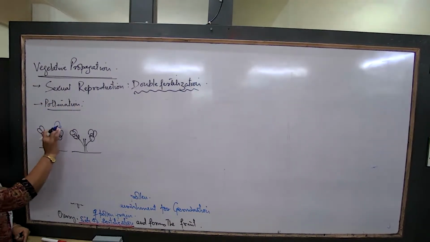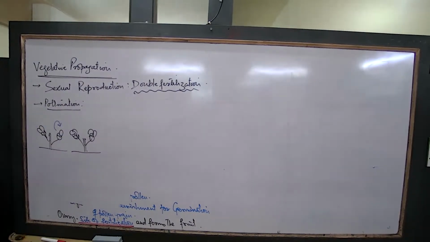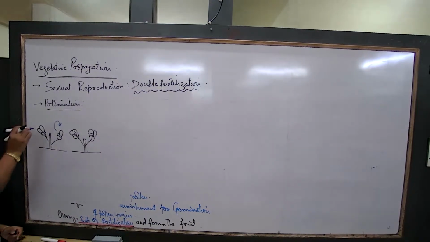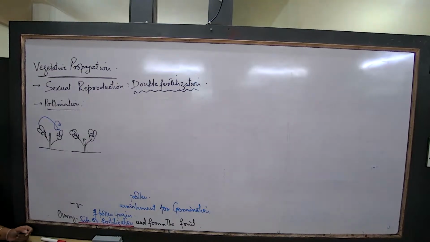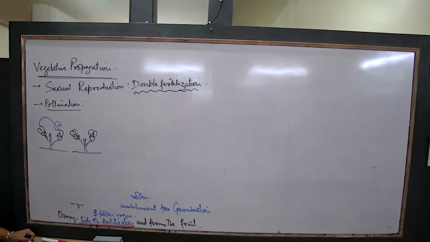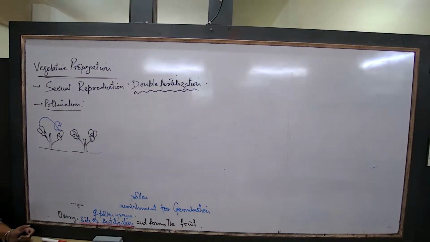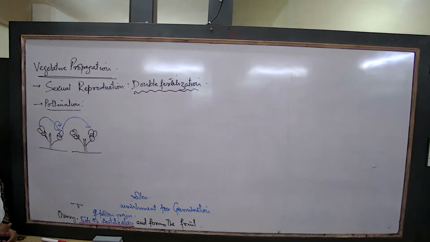Now that we are talking about the transfer of the pollen grain from the anther to the stigma, it may be something like this: within the same flower. Or it may be two different flowers, but of the same plant. That is also possible. Or it may be two flowers of two different plants.